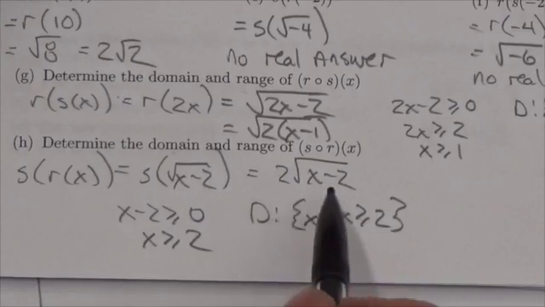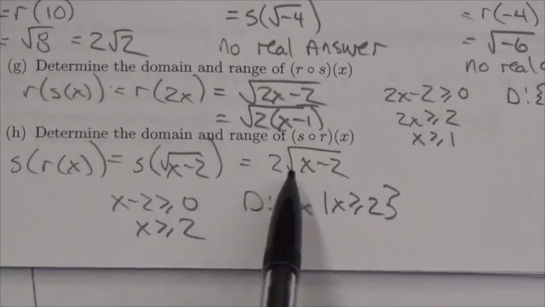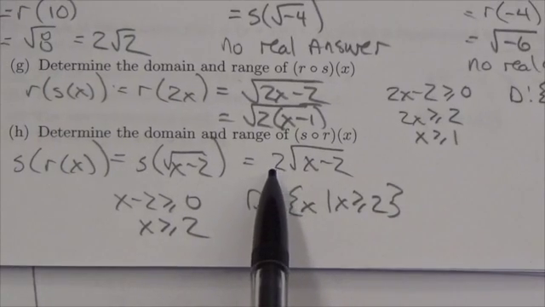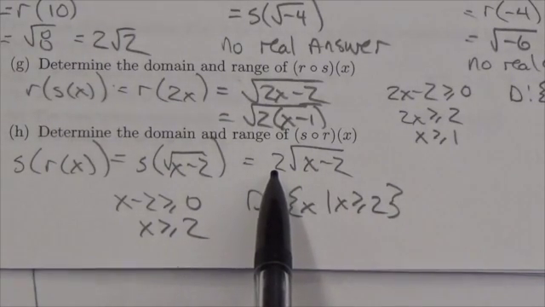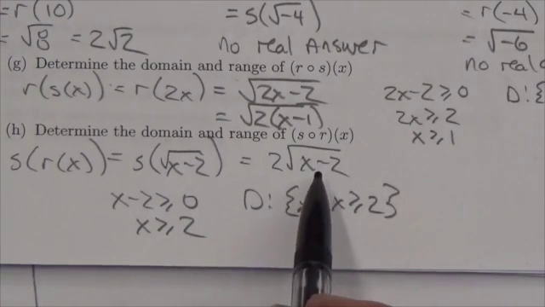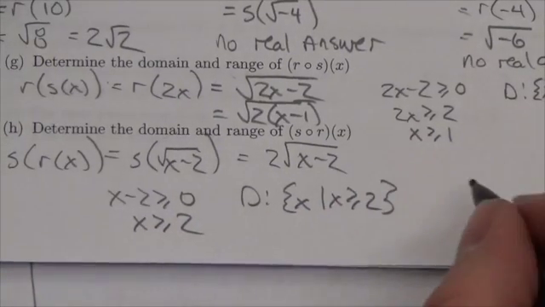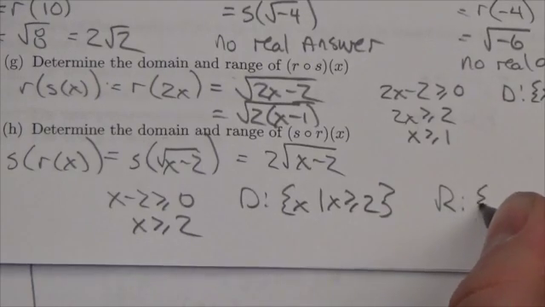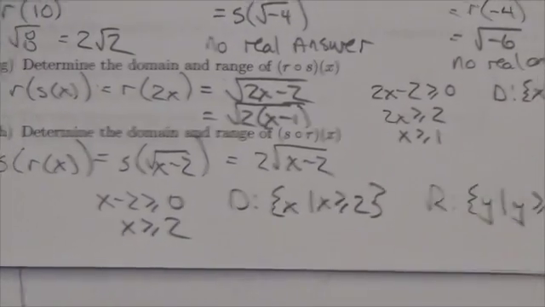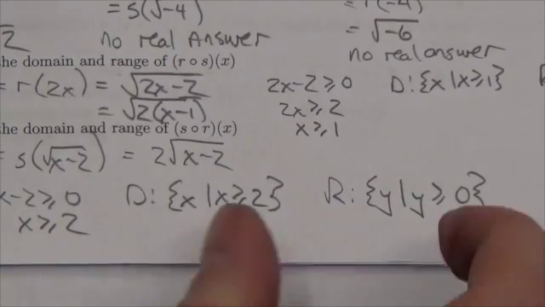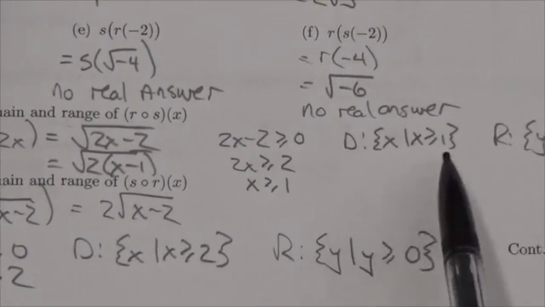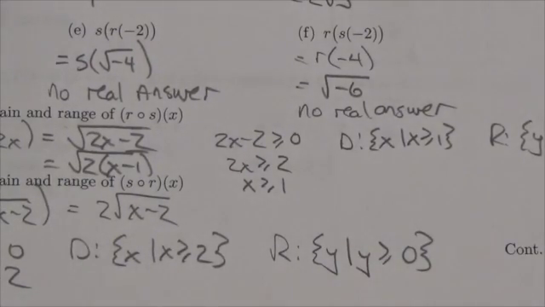And now let's take a quick look at the range. This function, the 2 out front, is a vertical stretch by a factor of 2. Well, think about what your radical function looks like. That's not going to affect the range. Moving it 2 to the right will also not affect the range. So the range is going to stay greater than or equal to 0. So those are your domain and range. And you can see that the difference is there: it does change if you change the order. The function is different.